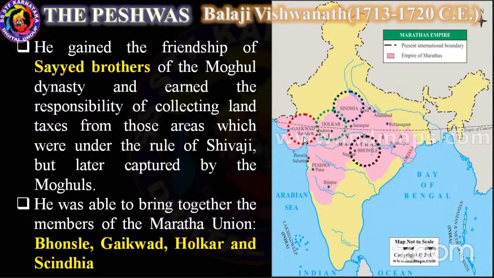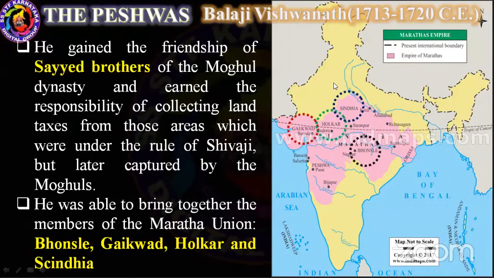Gaikwad of Baroda, Holkar of Indore, Scindia of India, and Bhonsle. These were the four chief states or leaders of Maratha.